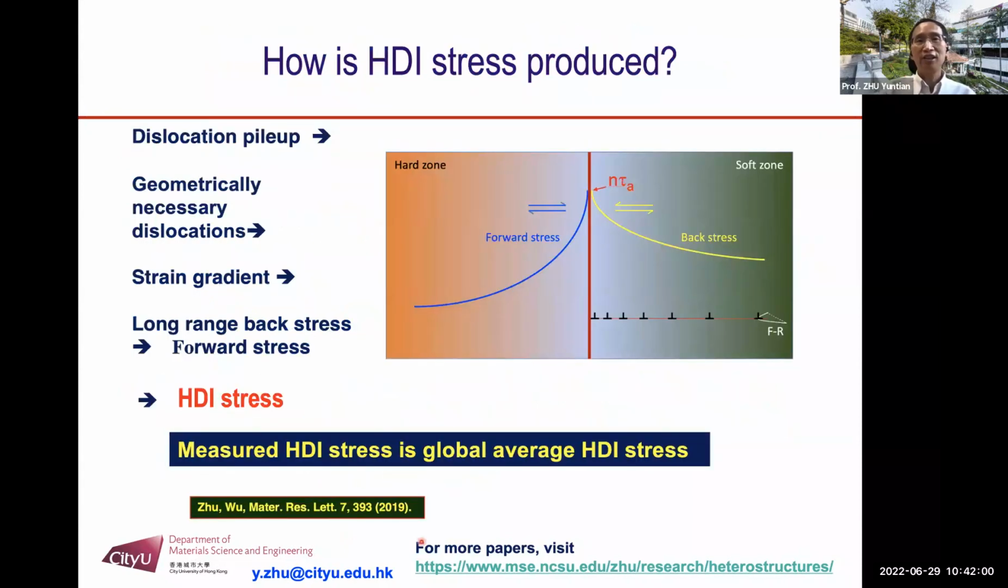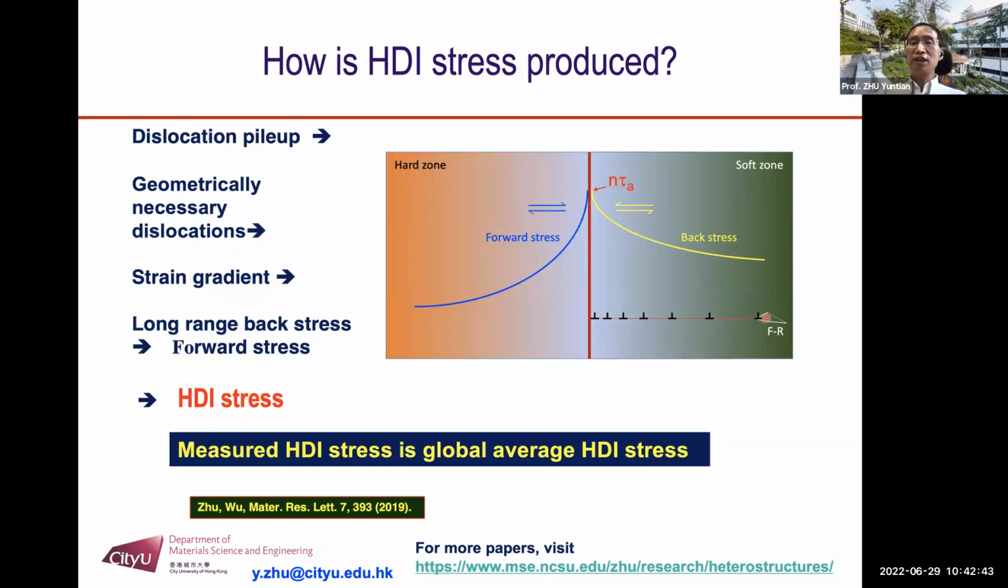Okay, now you may ask, how is HDI stress produced? As you look at this cartoon, this is actually not very difficult. And here there's a Frank-Read dislocation source. Okay, it emits a lot of dislocations to slip on the same plane. They all get stopped by the zone boundary. See, here the red is the softer zone, the blue is the harder zone. In between is the zone boundary. Okay, the Frank-Read source is in the softer zone.